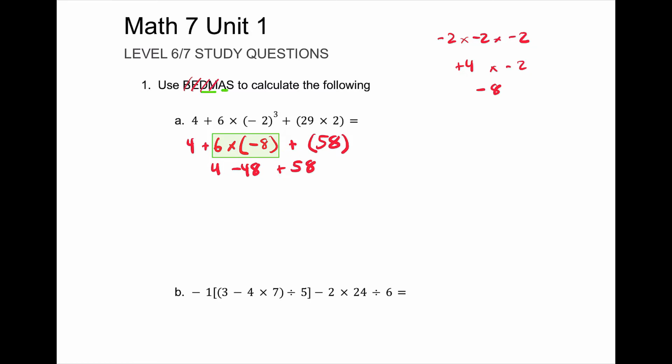Now we're down to the last step, which is just addition and subtraction. We'll just do that starting on the left here and moving to the right. So 4 minus 48 is going to be a negative 44. Add 58 to that and we're going to get a positive 14. And that is our final answer.